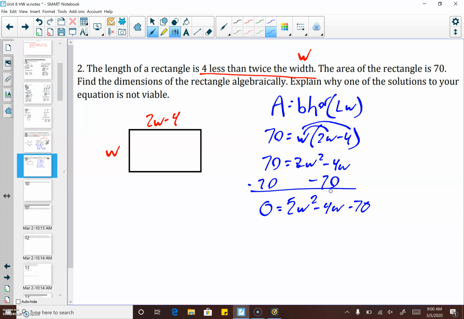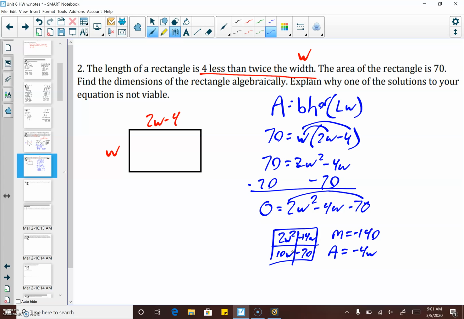There isn't one. So this is a trinomial, so we know it goes into boxes. We get 2w squared and negative 70. So we need to multiply to negative 140 and add to a negative 4w. This might take you a little bit of time to figure out what the combinations are, especially with the big number of 140. But our combination is negative 14 and positive 10.